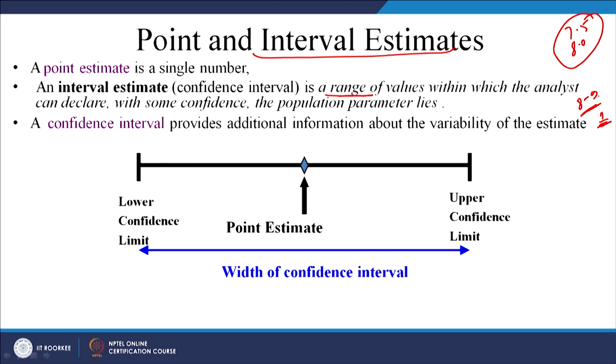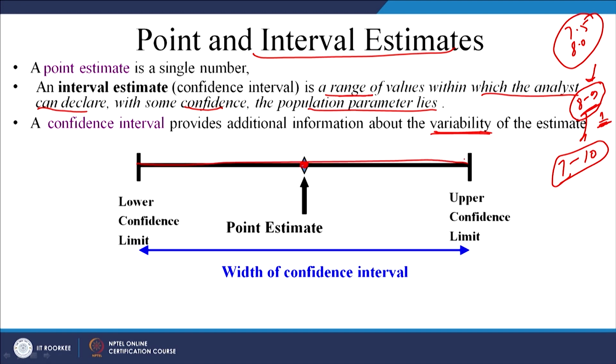An interval estimate is a range of values within which the analyst can declare, with some confidence, the population parameter. So we will say that India's GDP would lie between 8 to 9%. It provides additional information about the variability of the estimate, how much variability there is in the estimation. So let's say the interval for India's GDP is 7 to 10. Here variability is more, there variability is less. This is your point estimate and this is your interval estimate. So you will have an upper limit and a lower limit.